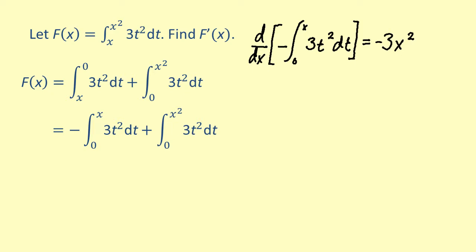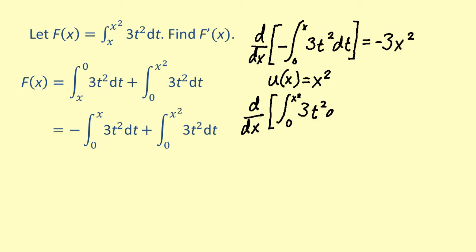We have to apply the chain rule. Let's let u of x equal x squared. Then we substitute u of x for x squared when finding the derivative.